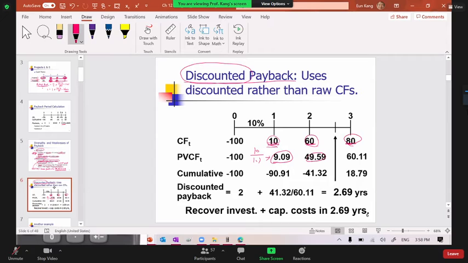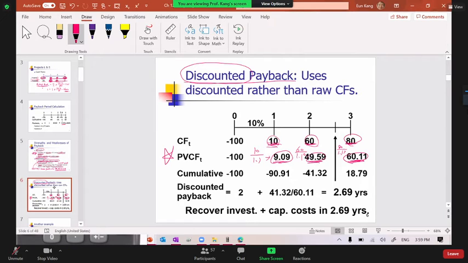And this one is what? 60 divided by what? 1.1 squared. Check. And this one is what? 80 divided by 1.1 cubed. So you need just one more step. That is what? Converting all future cash flows into present value. The time value of money is included here, right? So this one is an improvement over just simple payback.